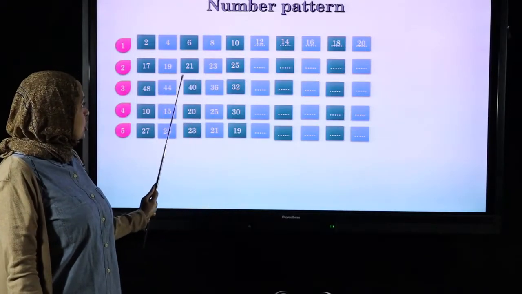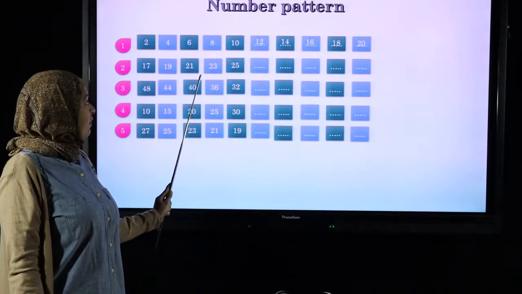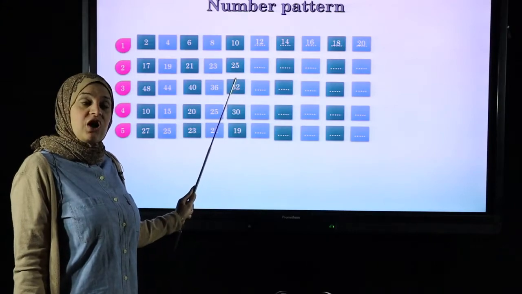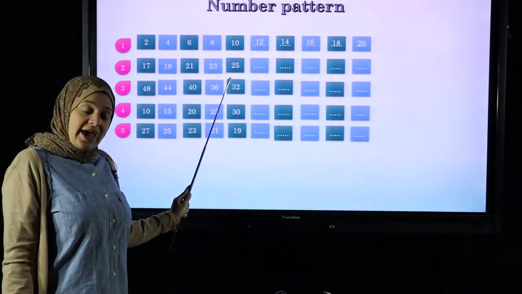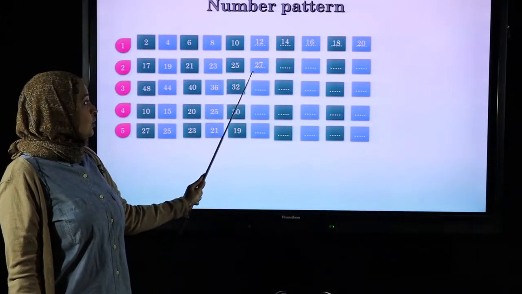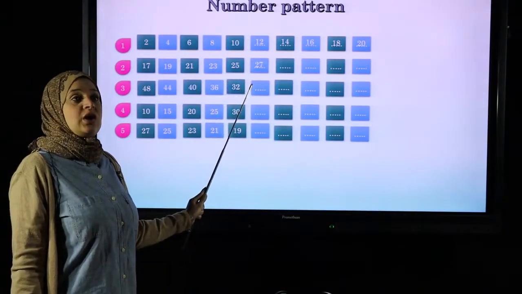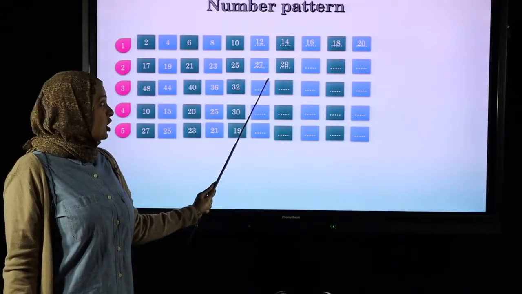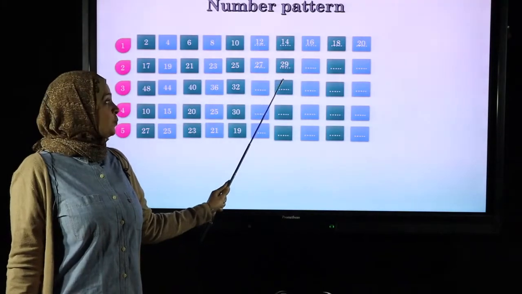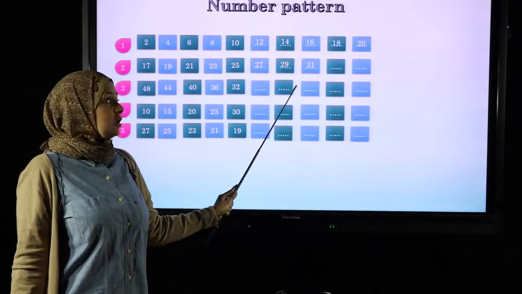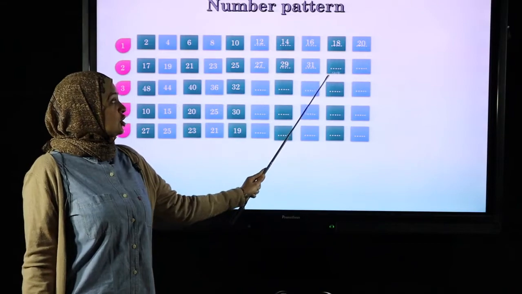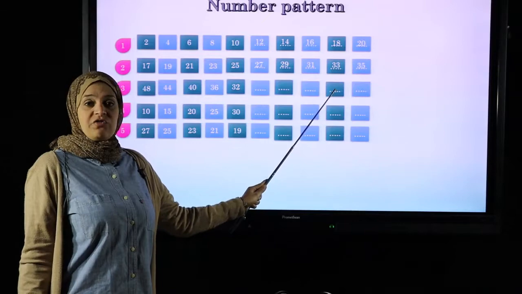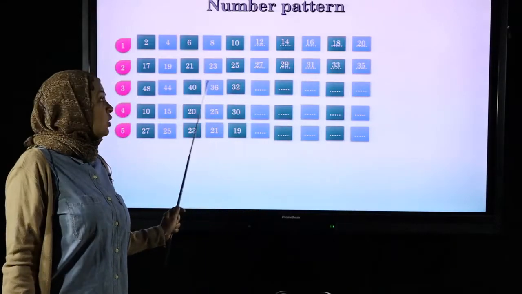So after 19 we jump 2, we find ourselves at 21, and then jump to 23, and then jump to 25. So let's jump after 25. Excellent, 26 and 27. So we stop at 27. Let's jump another 2 after 27: 28, 29. So the answer is going to be 29. Jump more 2, so we're going to be at 31. And then jump more 2, so we're going to be at 33. And then we're going to jump another 2, so it's going to be 35. Excellent. Let's go to the next one.